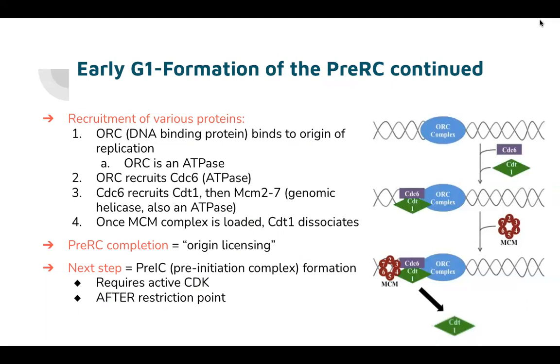Sorry, one last thing I forgot to mention here is that you might get a question about whether there is going to be pre-RC formation in early G1 if you have high levels of CDK cyclin activity. And the answer is no.